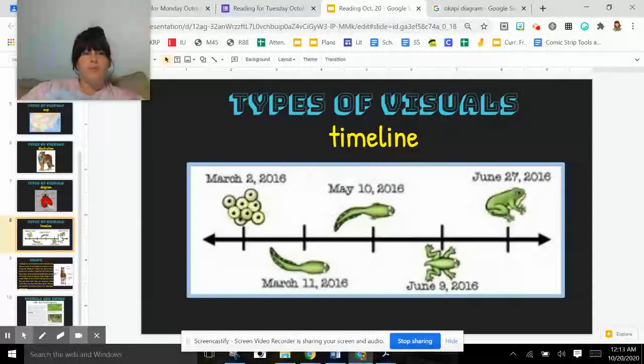So those are all examples of some of the visuals that you will see in your text. Those are types of visuals. They're going to shape more meaning to the story, so it makes the stories a little more exciting.